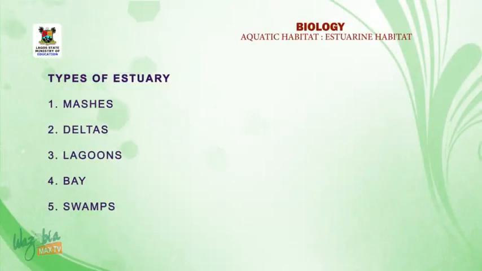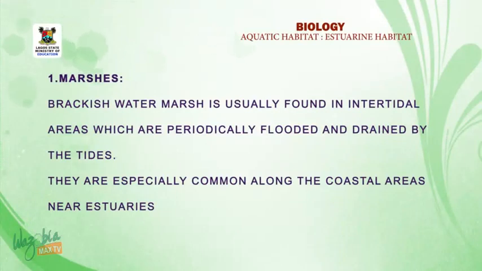Types of estuarine habitat. We have marshes, deltas, lagoons, bay, and swamp. So there are 5 types of estuarine habitats. You have to look at them one after the other. Marshes. Marsh is a brackish water habitat. It's usually found in intertidal areas, which are periodically flooded and drained by the tides.